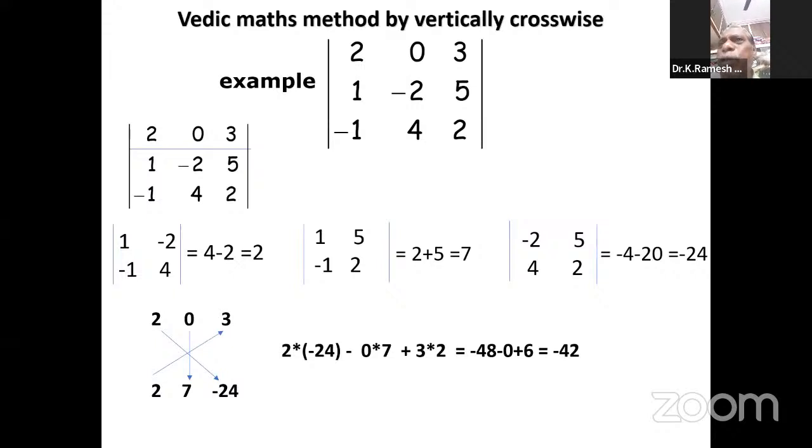Plus of 2 will be 2, minus of 0 will be 0 only, and plus of 3 will be 3 only. Now I am finding the cross product of these 3 elements, and when I take the cross product, I will get the answer as -42. This is the determinant of this matrix. Okay, next slide, please.